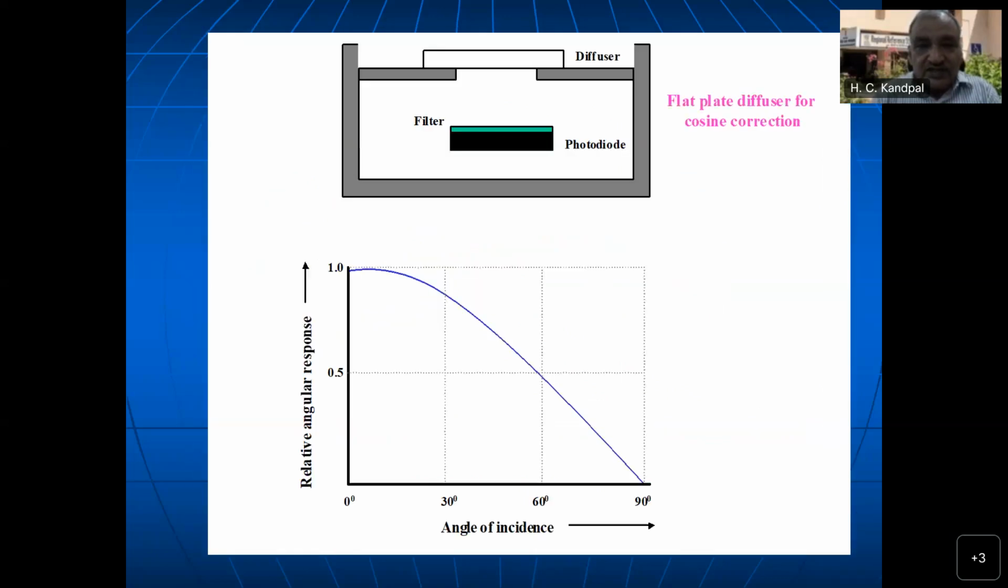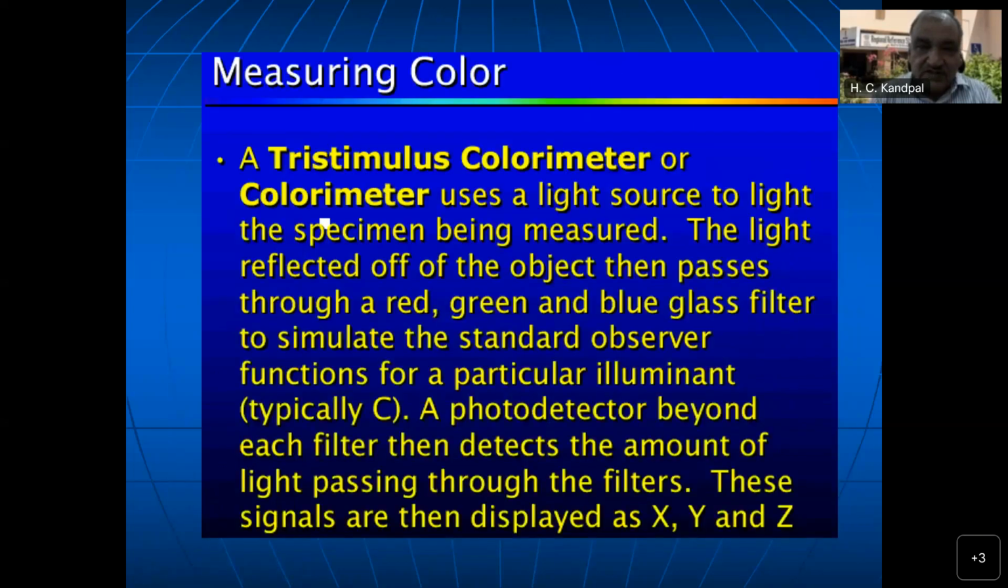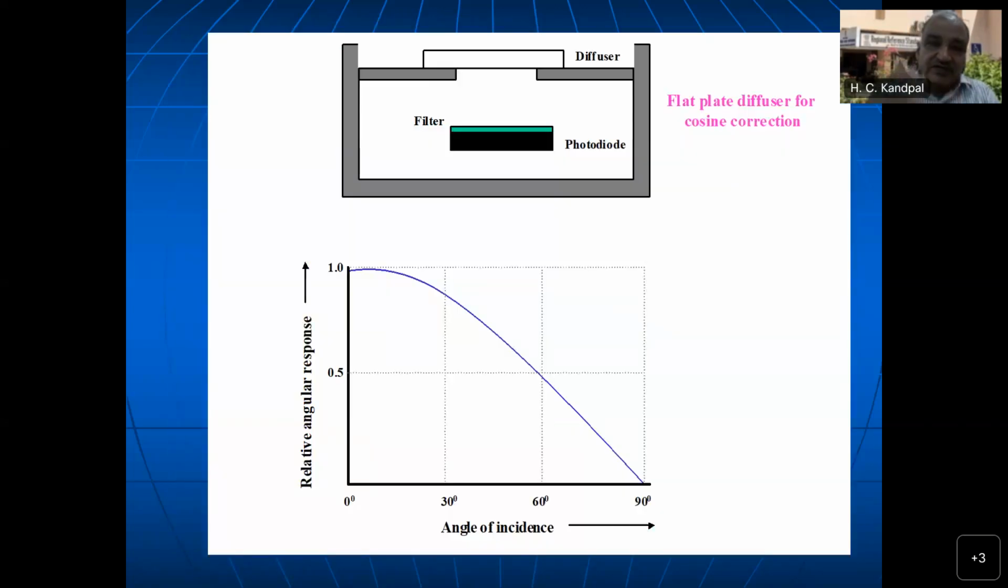And here is the cosine correction. What is the meaning of cosine correction? That cos 0 is equal to 1. At cos 90, there should be no radiation falling on the detector. If the source is at 0, parallel to the normal of the surface of the detector, then it should read the maximum value, that is cos 0. And when the source is brought to 90 degrees to the detector, then the signal should be 0. That is the meaning of cosine correction.